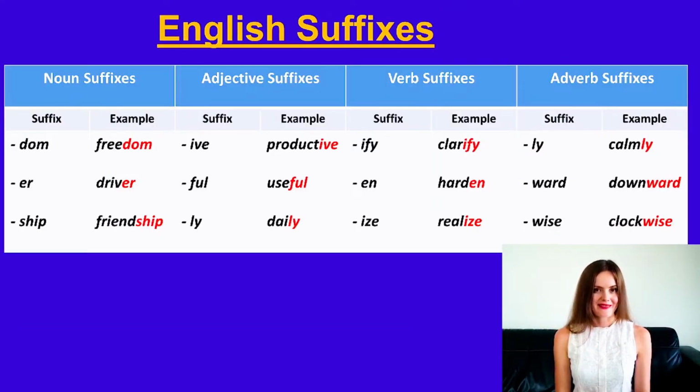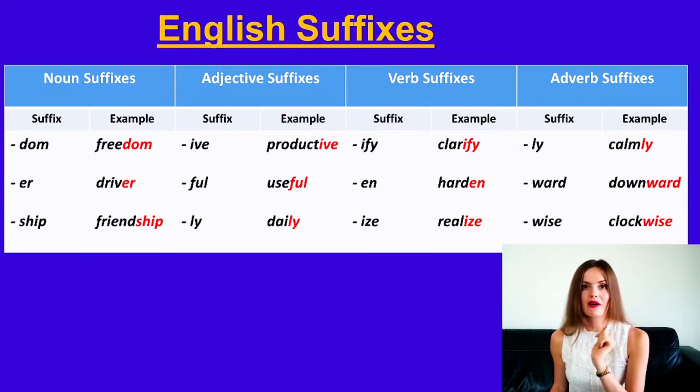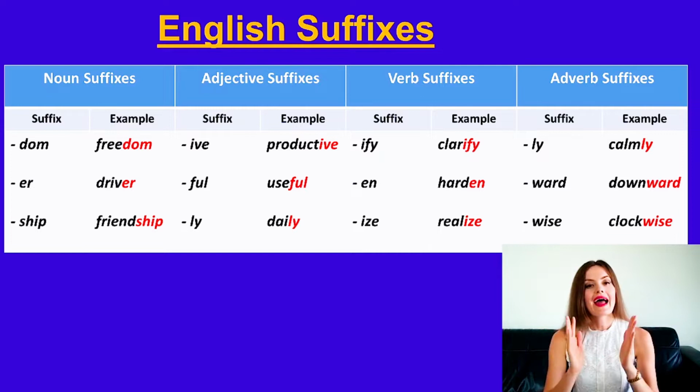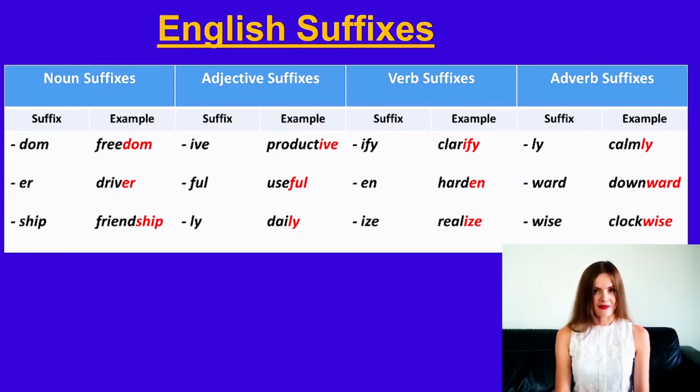English suffixes. There are many suffixes in the English language. Let's take a look at some of them. There are 4 groups of English suffixes based on the part of speech. So there are noun suffixes. It means when you look at this suffix, you know for sure that this is going to be a noun, because this suffix usually works only for nouns. Also, there are adjective suffixes, verb suffixes, and adverb suffixes.